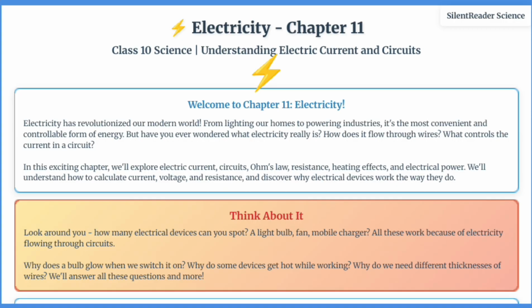How does it flow through wires? What controls the amount of current in a circuit? We'll answer all these questions as we study electric current, potential difference, Ohm's law, resistance, and the heating effect of current. This chapter builds on our understanding of physics to explain the fundamental principles that make electrical devices work. Get ready for an electrifying journey through the world of circuits and currents.